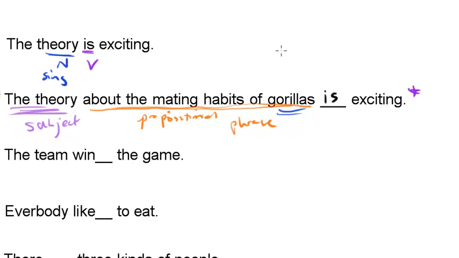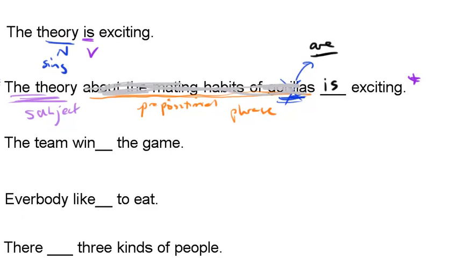Now this is a lot closer to what you'll see on the SAT. On the SAT, you might see that they'll have "are" here, and it's underlined. "Are" is wrong. It may sound or look right because you have gorillas, and gorillas are, but the problem is gorillas is not the subject. The theory is. And one of the things you can do as a way to help you figure out what the verb should be is you can cross out that prepositional phrase and read the sentence. Now we have our original sentence: the theory is exciting, right? It shouldn't change because of this prepositional phrase.